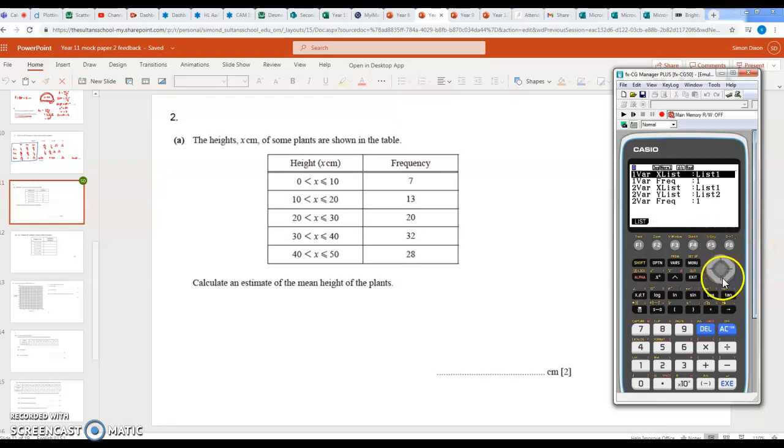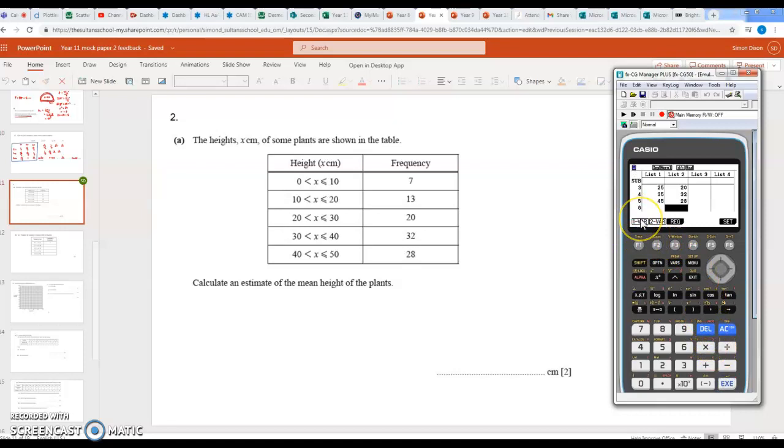Because what I have to do is tell it that list 2, you'll notice I've got list 1 and list 2, is not a list of numbers, but they are frequencies. So go to frequency and change that to say list 2. If you don't do that, it will give you the wrong answer. You'll copy down the wrong answer and you will get it wrong, and you'll get no points because you wouldn't have shown any working out either. Okay, so let's just push execute on that.